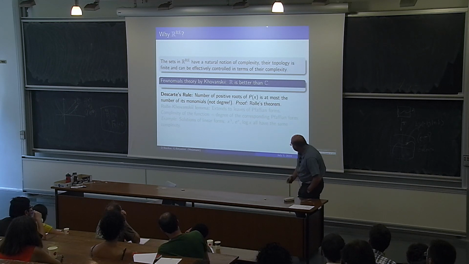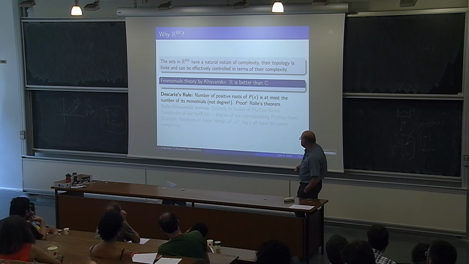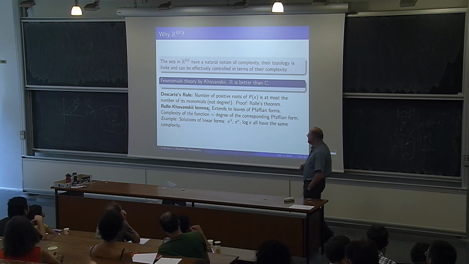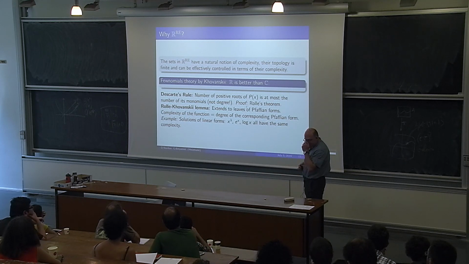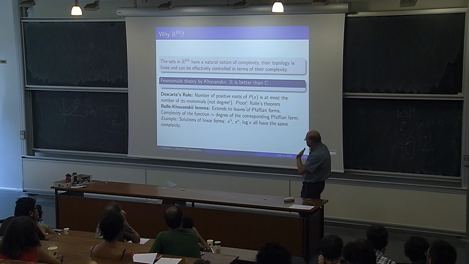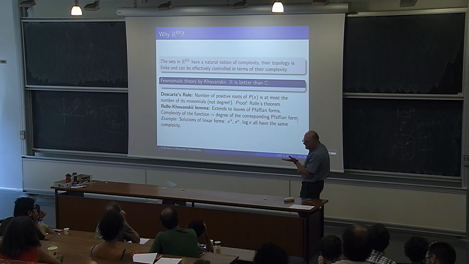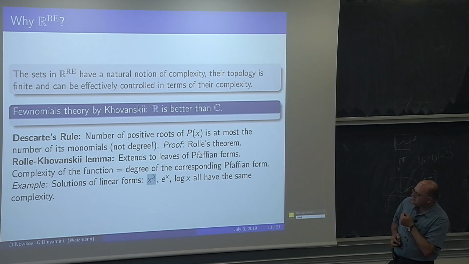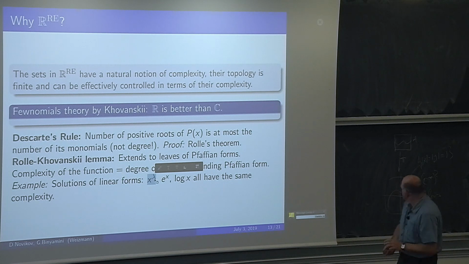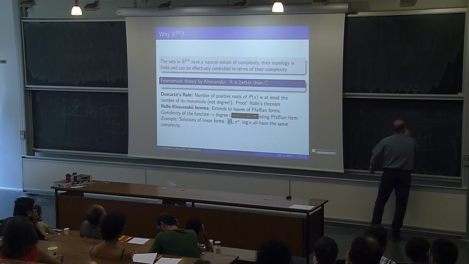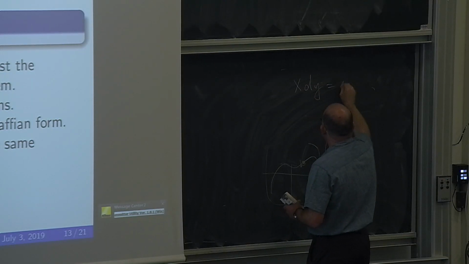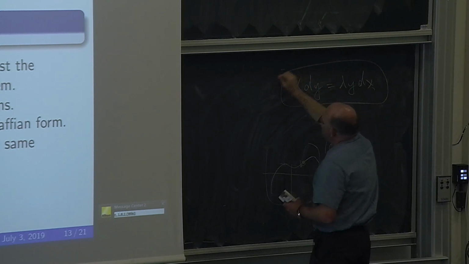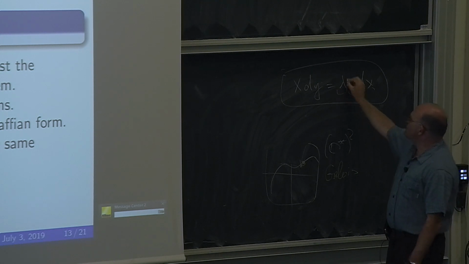And so the Khovansky idea was that the Rolle-Khovansky lemma extends this type of argument to all dimensions, to singularities. He built a whole theory about this, and the ideology there is that the complexity of the function is not the degree of the polynomial, but the degree of the Pfaffian form which defines this function. From this point of view, all monomials have the same complexity because they are defined by this same Pfaffian form, and the difference is just the coefficient. It is not the degree of the form.